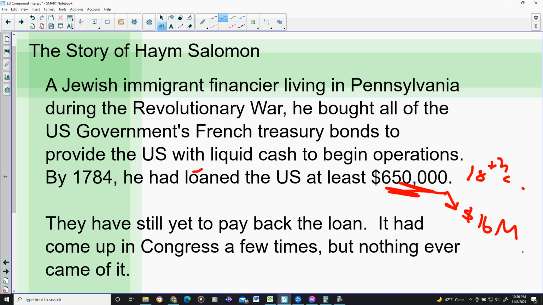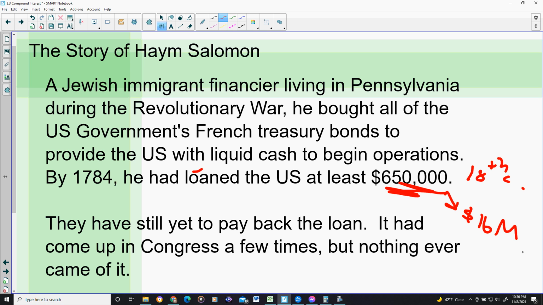Congress has never paid him back. Now, obviously, the guy's dead, right? He dies in 1785, not that long after the end of the Revolutionary War. So he does not really live long enough to see the Congress come into its own.